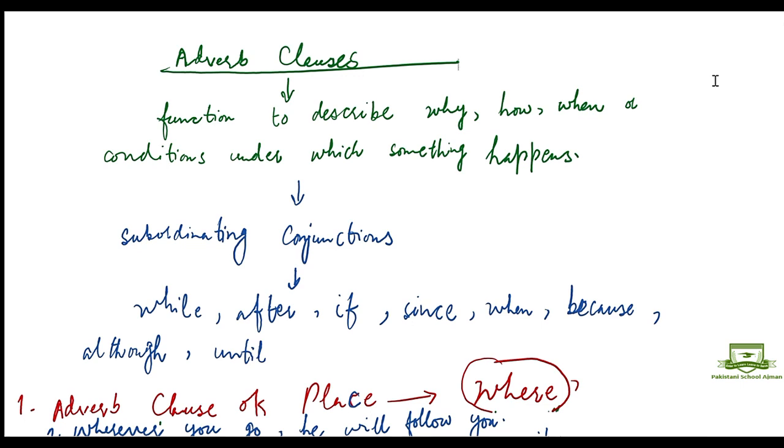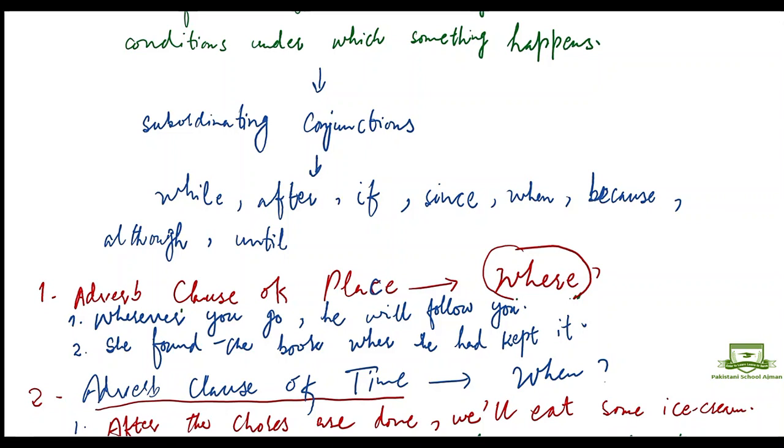Since they are dependent clauses, they must have a subordinating conjunction, and here I have listed a few conjunctions: while, after, if, since, when, because, although, until, till, as soon as, whenever, if, whether or not. Now all these are subordinating conjunctions. Adverb clauses can be placed at the beginning, middle or end of the sentence.